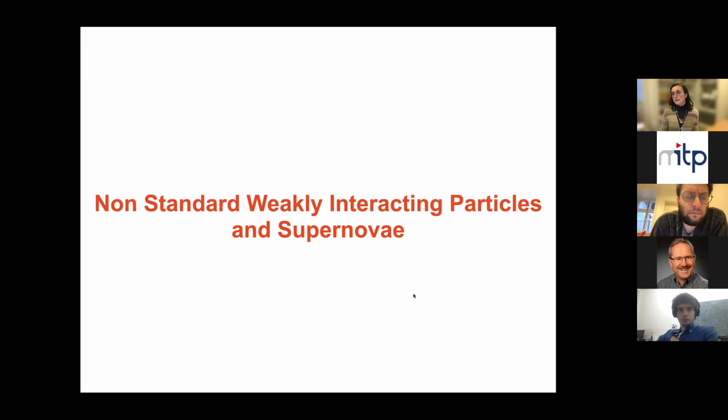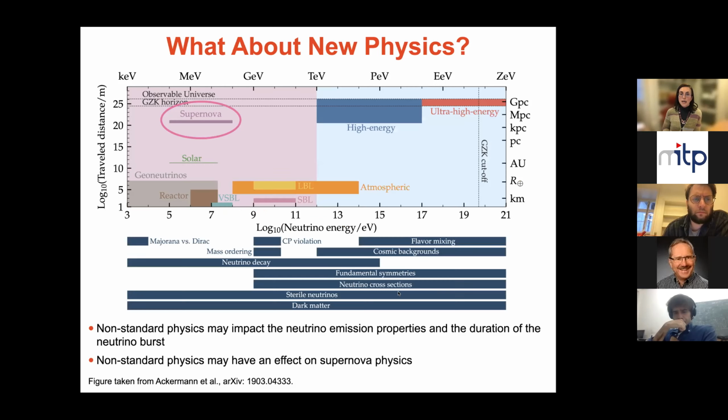Now this is all what I wanted to tell you for the standard part. Now let's move on to examples of non-standard interactions. Here you see a summary of various new physics scenarios, and where supernova neutrinos are placed in an energy landscape with respect to various probes, both from astrophysical sources as well as terrestrial sources, that could probe new physics.